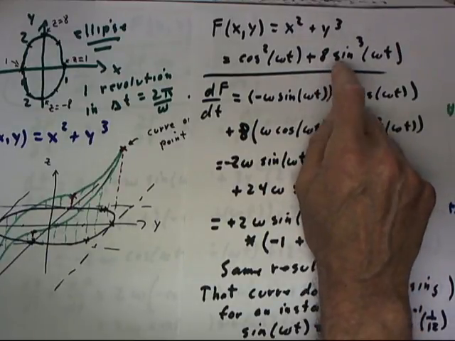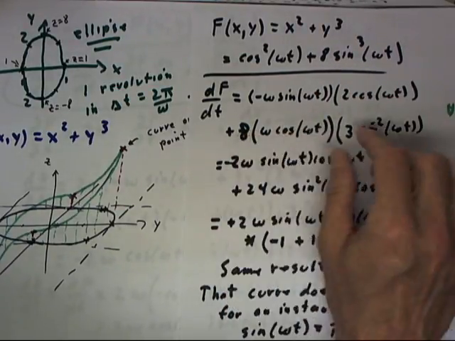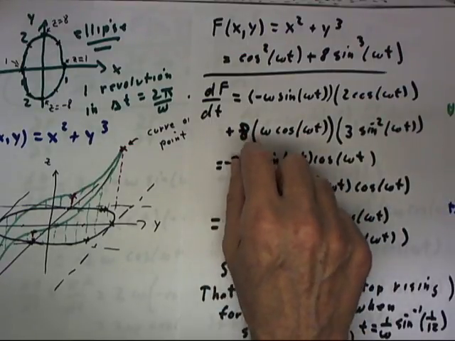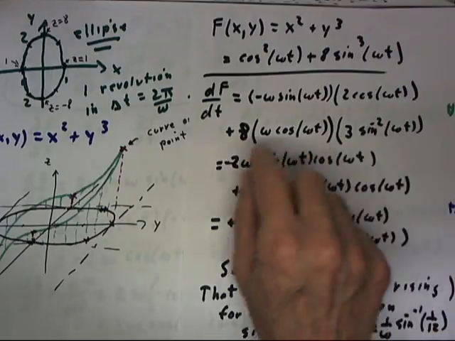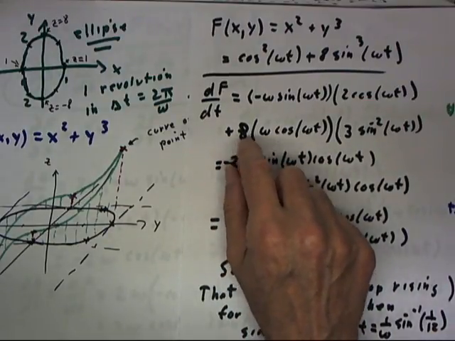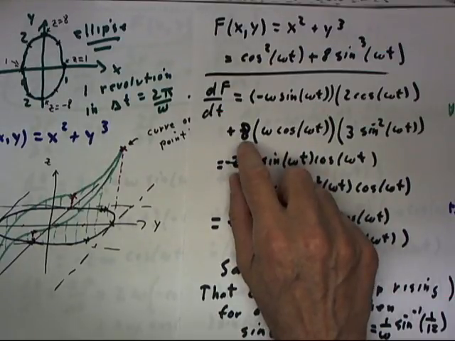And then the derivative of 8 sine cubed of omega t, well, we have the 8 out in front. I was going to put the 8 in a little later, and then I decided to put it in front here because I didn't really have a good place. So that 8 looks kind of bad, but I think it can be read.